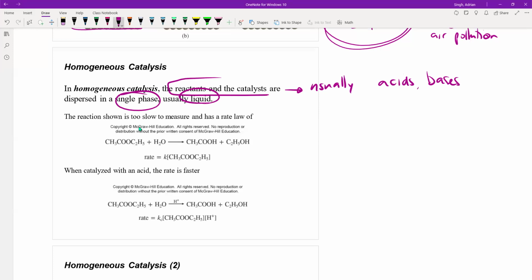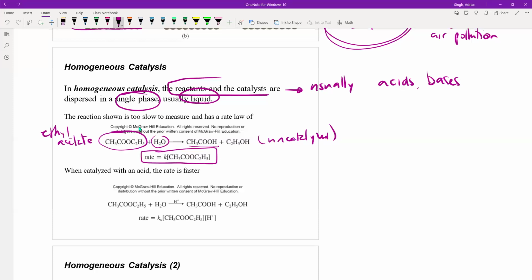Right. So the example that's shown here is the conversion of this molecule. And you'll see stuff like this when you get to organic chemistry. This is something known as an ester. This is ethyl acetate. This can be broken down by water into acetic acid, and then we also have ethanol. So this normally proceeds by this reaction, and the rate law for this process is given here, and that's the uncatalyzed reaction.